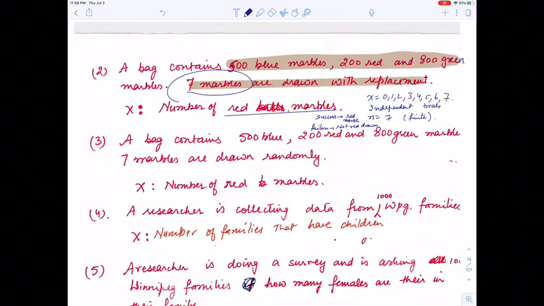Okay, so only 2 possible outcomes. And then the probability of success is the same because it's with replacement. So the probability of success is 200 divided by 1,500. You can do the math. So all conditions are met. Therefore, X follows a binomial distribution with n 7 and p, whatever it is, 200 divided by 1,500.